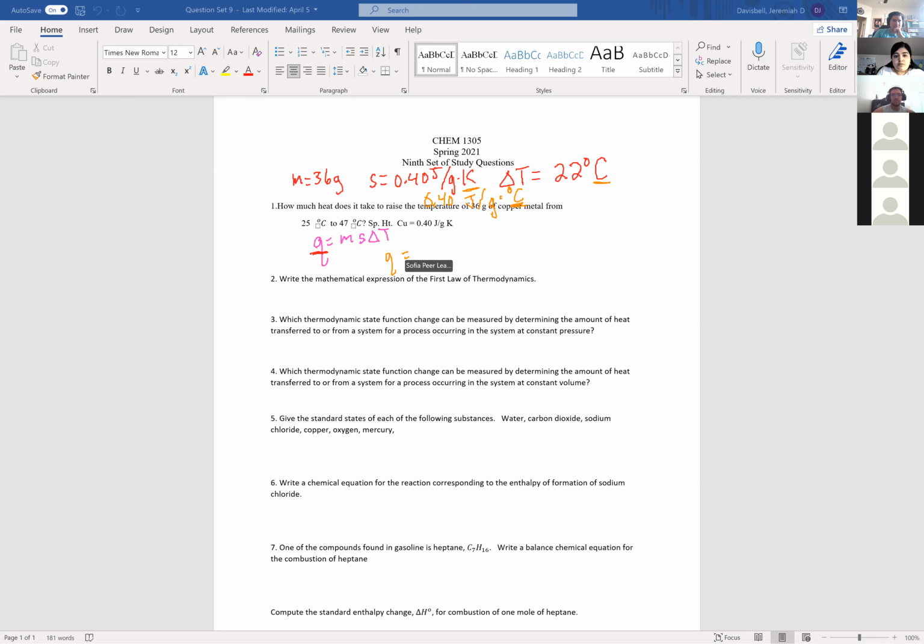So Q is equal to 36 grams times 0.40 joules over grams times degrees Celsius times 22 degrees Celsius. So then all of our units cancel out. And what should I get for Q? 316.8. 316.8 cows, pigs, horses, unicorns? Joules. Kilojoules? Joules.